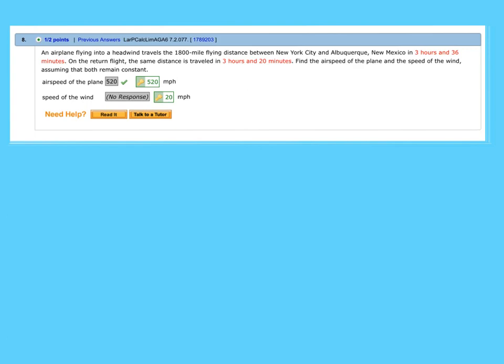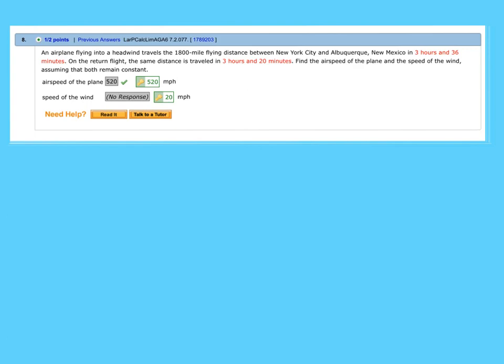On the return flight, the same distance is traveled in 3 hours and 20 minutes. Find the airspeed of the plane and the speed of the wind, assuming that both remain constant. So the first thing you have to pay attention to is that it's talking about miles per hour. So I have to take that 3 hours and 36 minutes and 3 hours and 20 minutes in this case and convert it to hours.